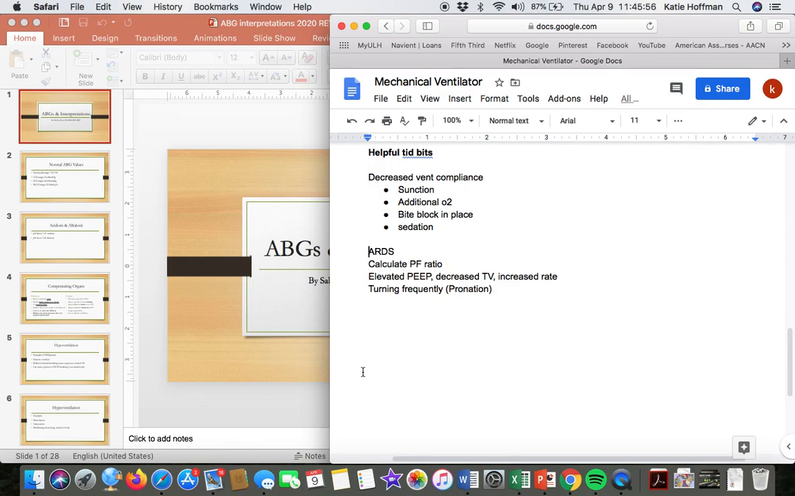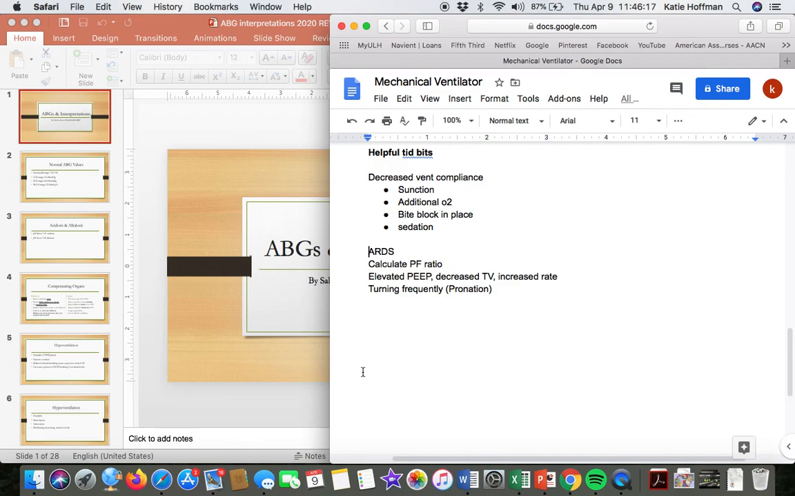Basically the way that the alveoli work, they're collapsed in ARDS. And if you don't open them up, the blood that passes through the lungs isn't going to partake in oxygen exchange. So you're not going to be able to oxygenate the blood that's passing through your pulmonary system if your alveoli are collapsed. So you want a higher PEEP in ARDS patients. You want a lower tidal volume.